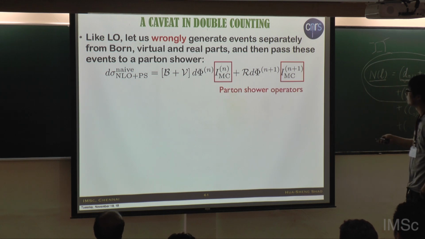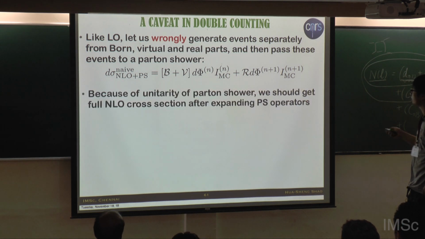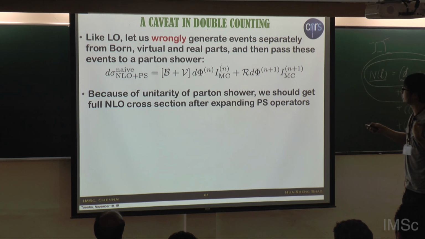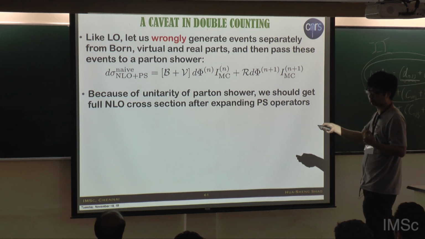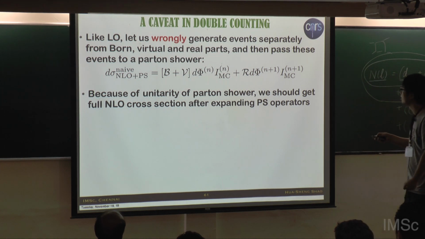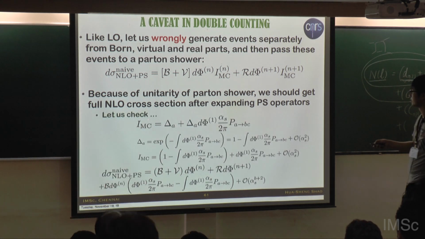What happens? These are parton shower operators. Because of the unitarity of the parton shower, if you expand these parton shower operators, or splitting kernels, you should get the next-to-leading-order total inclusive result, plus higher orders, of course. But at next-to-leading order, you only have one correct result. So let's expand. My parton shower operator is my two splitting kernels. I simplify that there's no scale dependence, because it's irrelevant here, but relevant for POWHEG.